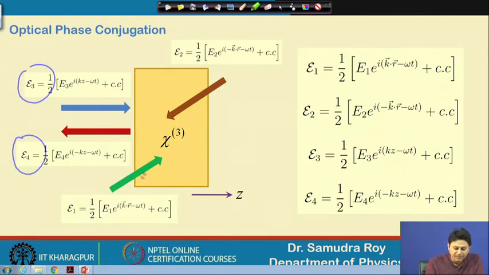So, because of the mixing of these 3 waves E3, E2 and E1, E4 is going to be generated. This is a 4-wave mixing. So, mixing of 3 frequencies can generate another frequency, and that is the thing we need to find out, how E4 is going to evolve inside this system.